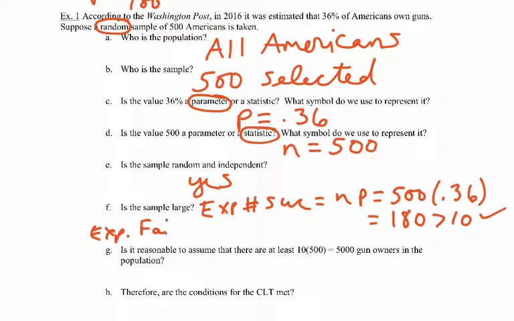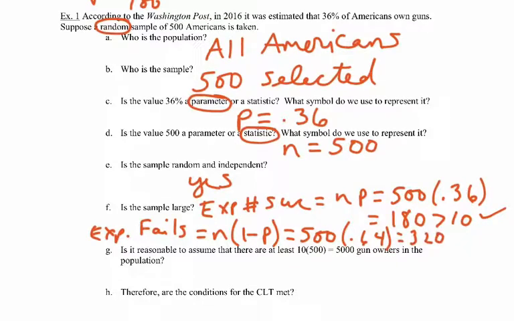There's a couple of ways you could calculate this. One would just be to take the rest of the sample. If 500 is the total in my sample and 180 are successes, the rest would have to be failures. But we can go ahead and compute it. It'd be N times 1 minus P. In this case, that would be 500 times the complement of the 36%. So 1 minus 0.36 gets me 0.64. And if we crunch that, it gets me 320, which certainly is more than 10. So it's definitely large enough to expect at least 10 successes and 10 failures.